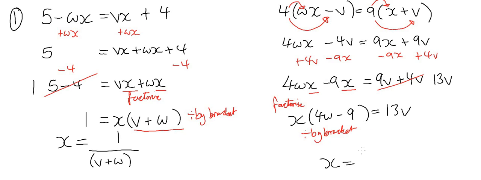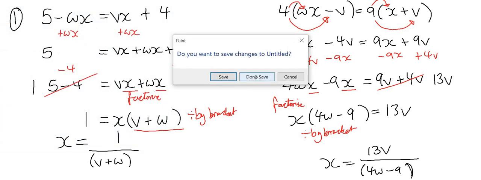So I've got 13v over here. And now I'm going to divide by the whole bracket, which is 4w minus 9. And remember, don't write this with a division sign, write it as a fraction, because this is being divided by the product of all of this. Okay, so that's what question 1 looked like. Hopefully that's a bit clearer.